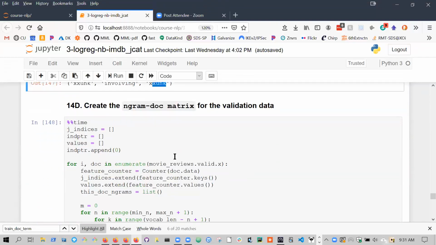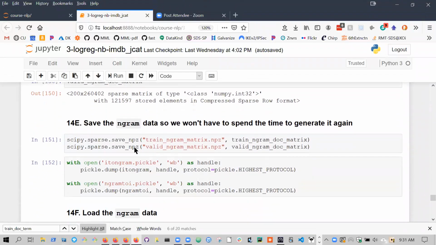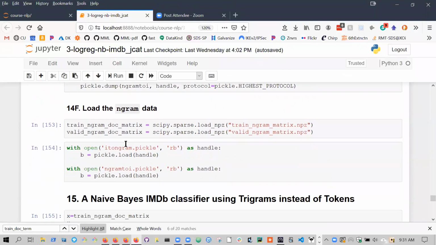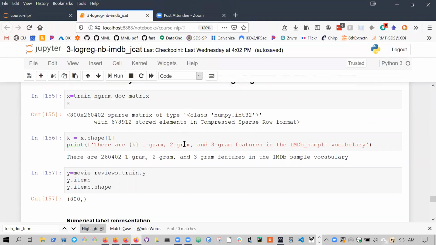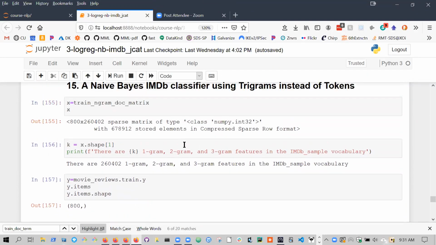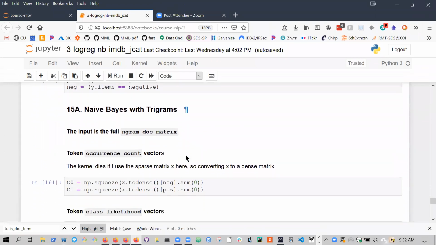Okay, so create the n-gram doc matrix. That's this. Save it so we won't have to compute it again. Load it. Now we build a naive Bayes classifier using trigrams instead of tokens. The math is all the same, except instead of the binarized term document matrix, we have the binarized n-gram document matrix. So here's naive Bayes.